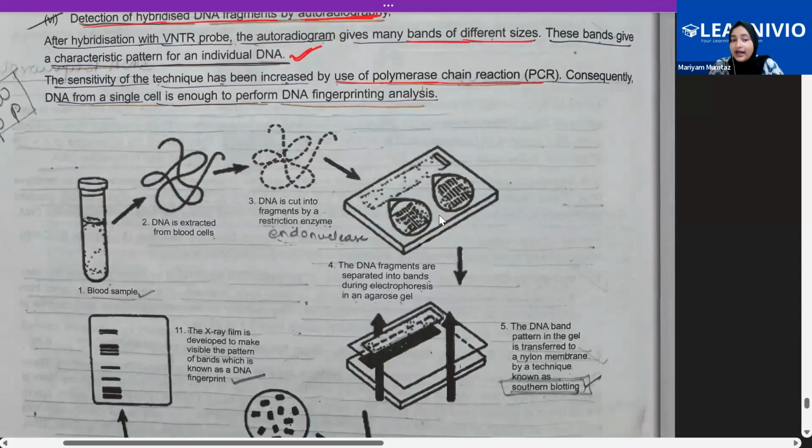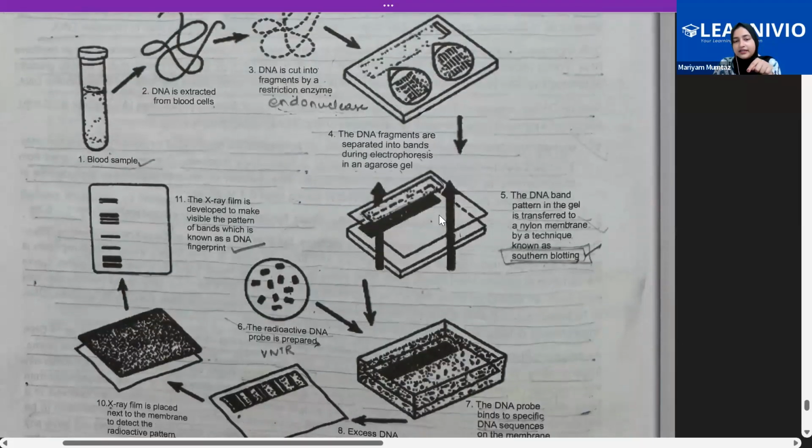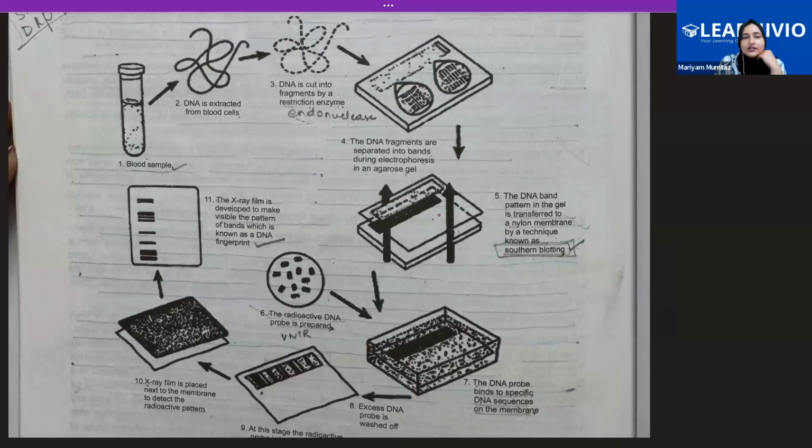And this whole thing happens in a tiny box. So this is the pictorial representation. If you get asked about DNA fingerprinting in a 5 marks question, you should try to draw this. It's all boxes only. The first step is taking the blood sample, then extracting the DNA from the blood cell. Then you cut the DNA using restriction enzymes, and then you separate the fragments using gel electrophoresis.